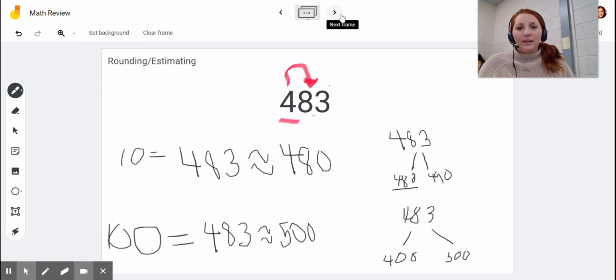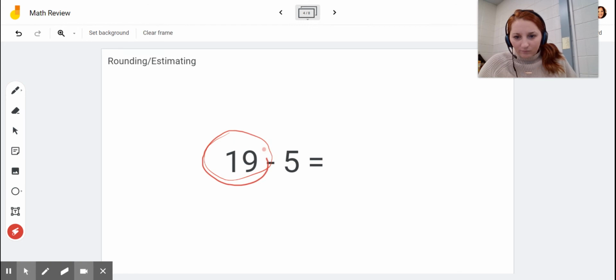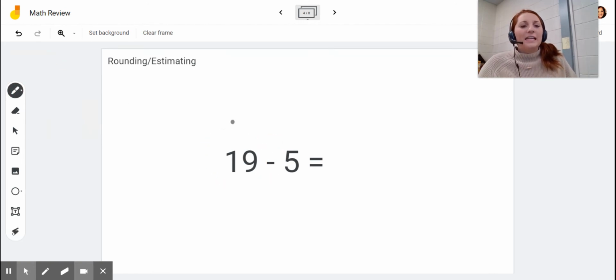Now, some of our questions that I saw on STAR when walking around said, estimate 19 minus 5. The word estimate is the same thing as round. So you have the number 19. What number is close to 19 that's really easy to work with? Numbers that are easy to work with, I think, are multiples of 5 and 10. So what would this round to? 20. Good. 19 is really close to 20.